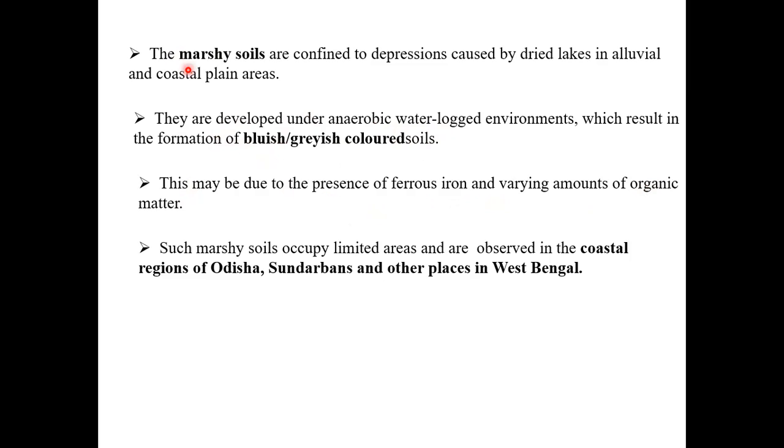Why this color in marshy soils? All this color comes because of varying amounts of iron and organic matter. So due to this ferrous iron and organic matter, this blue color is developed. Mostly these marshy soils are formed in depressed areas, where the land is depressed and material accumulates. You can see them in coastal regions of Odisha, in the Sundarbans, and in other places of West Bengal; you can easily observe these marshy soils.